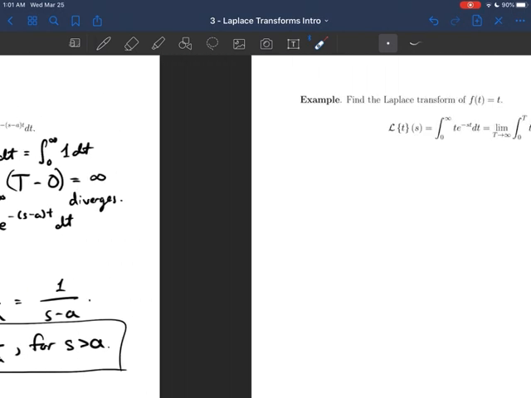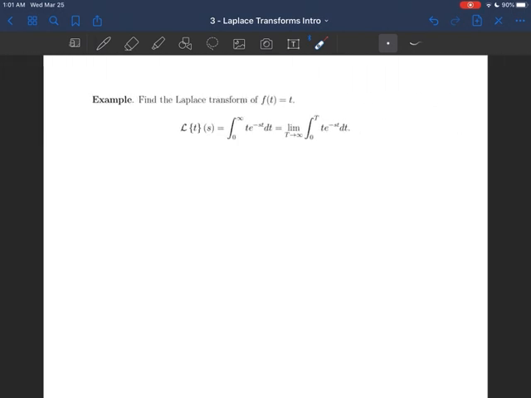We're going to have a big table of them. That's coming up. All right, let's try one more, see if we can put this into practice again. So this time, let's take the function f of t equals t. Pretty straightforward. We should be able to do this.